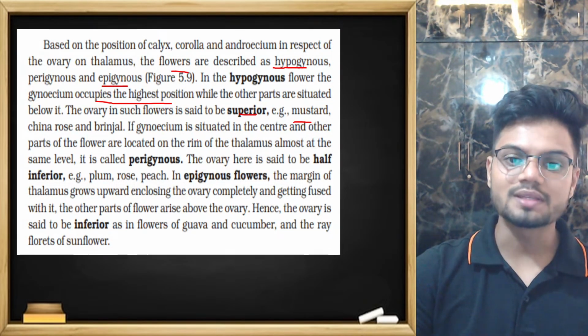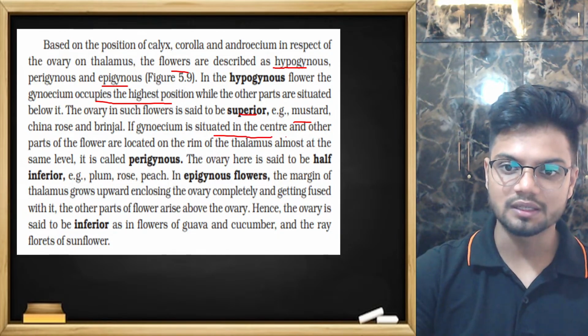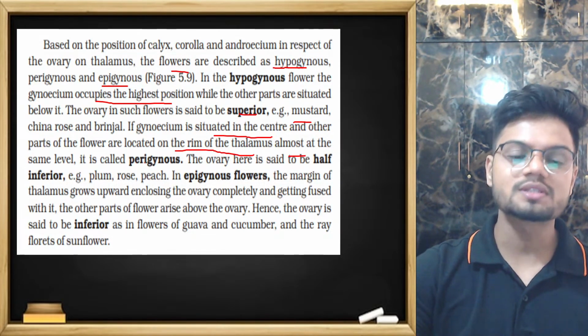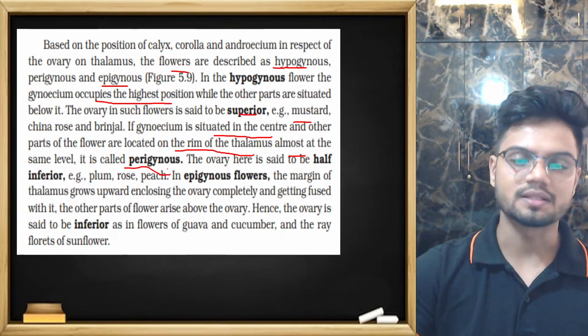If the gynoecium is at the center and other floral parts are at the rim of the thalamus at almost the same level, that is called the perigynous condition.